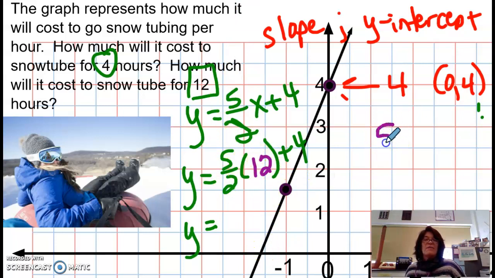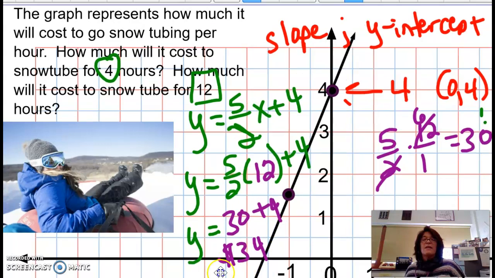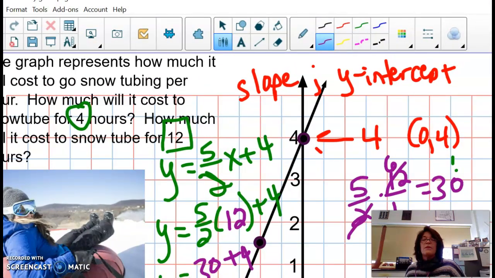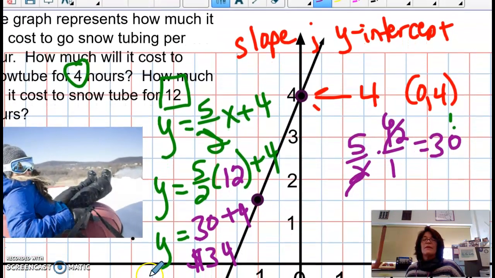Oh, 5 halves times 12. I'm going to do that differently. I'm not just going to multiply across the top. I don't feel like taking 5 times 12. I know that 2 goes into 12 6 times. So anyway, this is 30 plus 4. Oh, it's going to cost me 34 bucks if I want to spend the whole day there. Okay, there we go. 34 bucks.